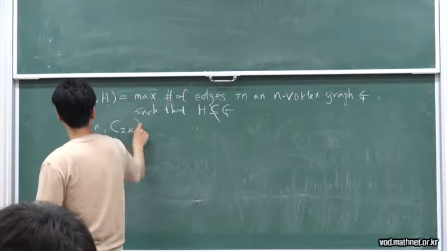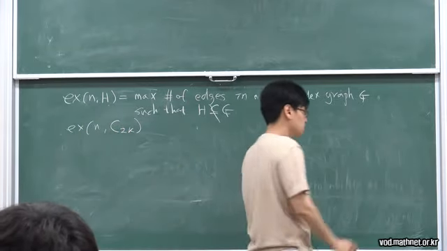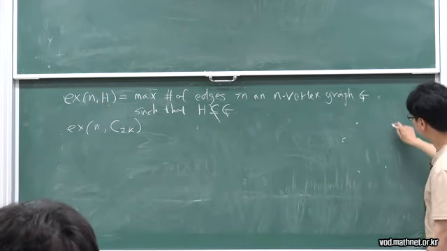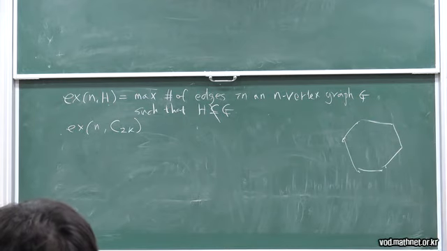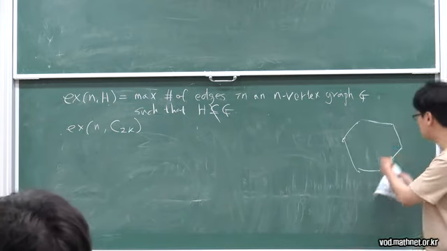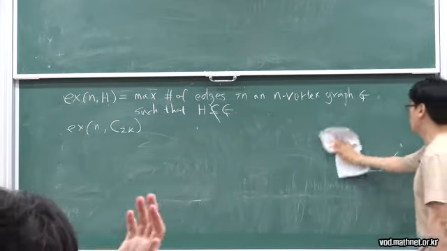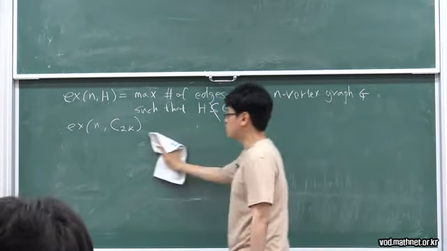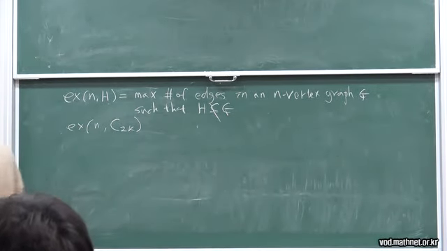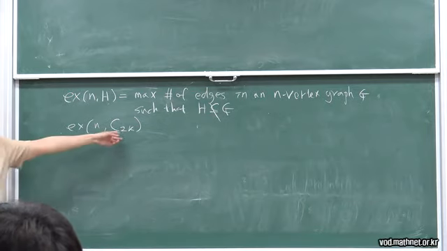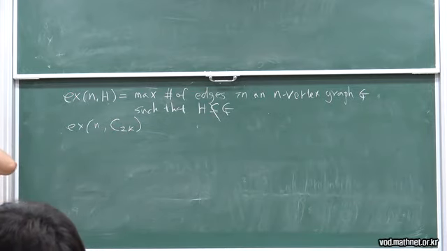Say C_2k is a cycle of length 2k. So it consists of 2k vertices and 2k edges. So this is C6. In case someone doesn't know what a cycle is, this is a cycle. So what can you say about this number? What if we have a graph which doesn't contain C_2k, then how many edges does it have?